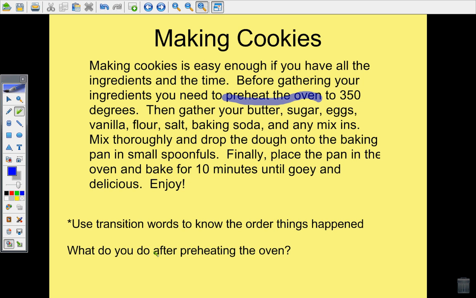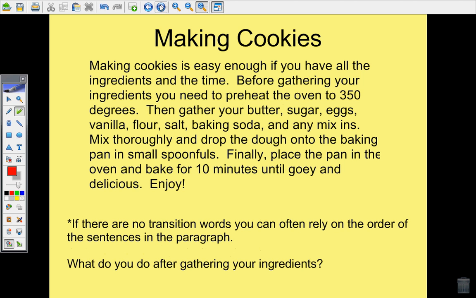Now we want to know what happens after preheating the oven. So looking through my story, I'll change my highlight. It says before gathering your ingredients, you need to preheat the oven to 350 degrees. Then gather your butter, sugar, eggs, vanilla, flour, salt, baking soda, and any mix-ins. So what I do after preheating my oven, afterwards, then I gather all my ingredients. So I can use that transition word to let me know that then that's what happens next. It matches up with that word after.